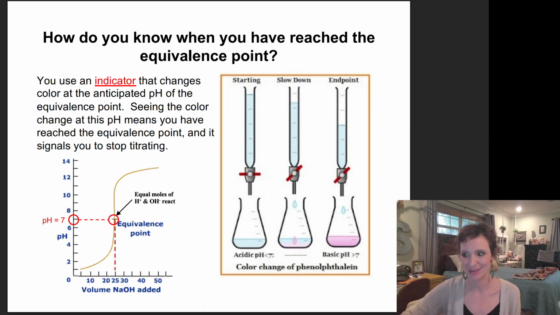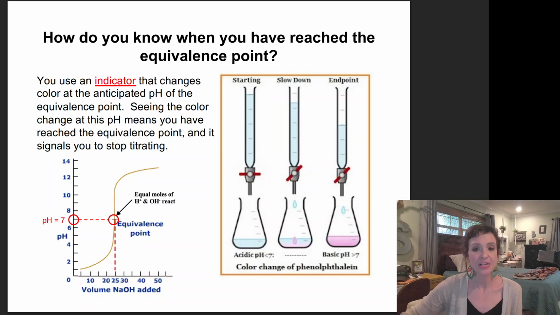So you're like, well, how do I make sure I don't overshoot? How do I know? Who's going to tell me to stop? Well, your indicator will, okay, you guys? Your indicator will change color at that anticipated pH of your equivalence point. So seeing the color change at this pH means you have reached the equivalence point and tells you to stop titrating, okay?